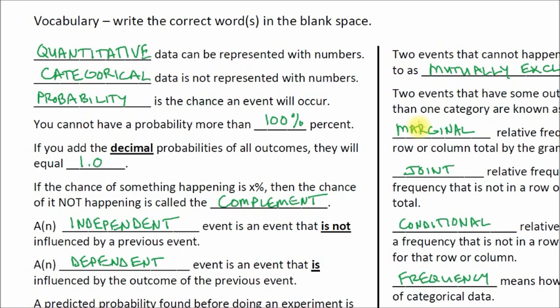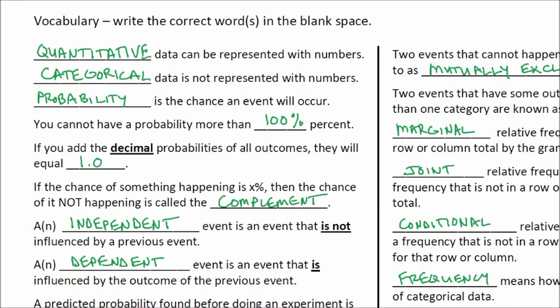The definition of probability we learned is the chance that an event will occur. You cannot have a probability more than 100%. And same thing as that question is the next one. If you add the decimal probabilities, so not percent now, but decimals, you will add those up, they'll never be more than 1, or actually if you look at all the probabilities of the outcomes, they will equal exactly 1. If you think about that mathematically, if you take 1 and convert it to percent, it would be 100%.